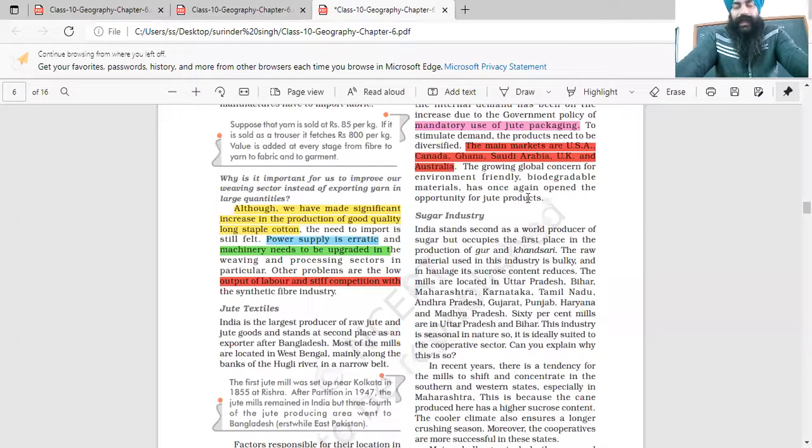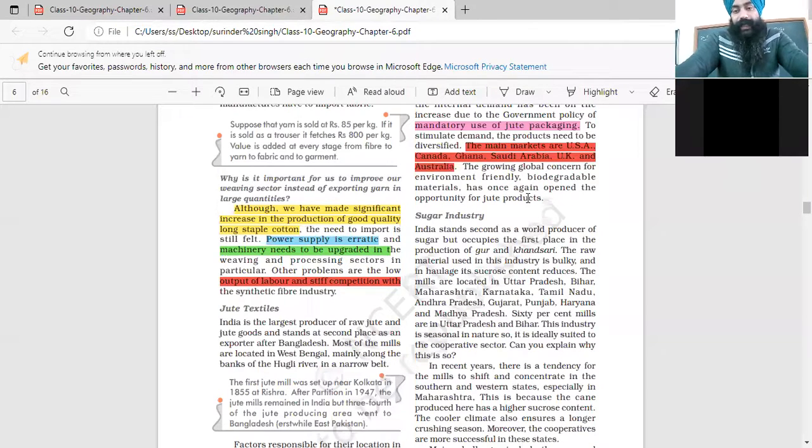Because in the last 60-70 years, the total surface area which was earlier used for the production of jute is now used for the production of cereals, wheat and rice, especially rice. So that area should be increased for jute production.